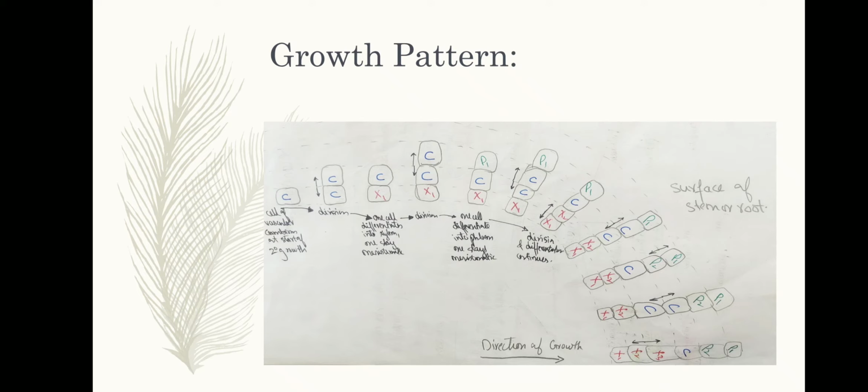The cells which are formed towards the outer side get differentiated into the secondary phloem, and those cells which are formed towards the inner side get differentiated into the secondary xylem. Means secondary phloem बाहर की तरफ बनता है, secondary xylem अंदर की तरफ बनता है. It has been observed that the cambium is more active on the inner side than the outer side. हमेशा देखा गया कि ज़्यादा से ज़्यादा सेल्स अंदर की तरफ बनती है.